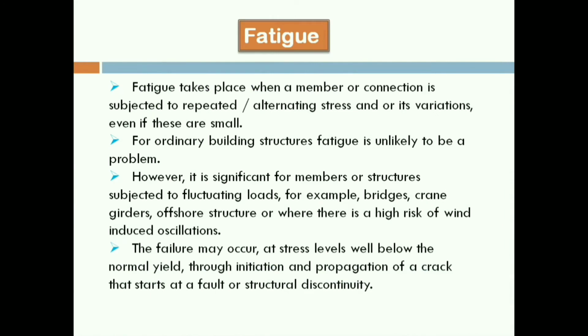Next, fatigue. Fatigue takes place when a member or connection is subjected to repeated or alternating stress and/or its variation, even if these are small. Next point, for ordinary building structures, fatigue is unlikely to be a problem. However, it is significant for members or structures subjected to fluctuating loads, for example bridges, crane girders, or where there is a high risk of wind-induced oscillations.